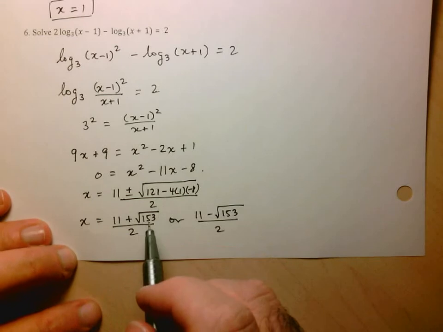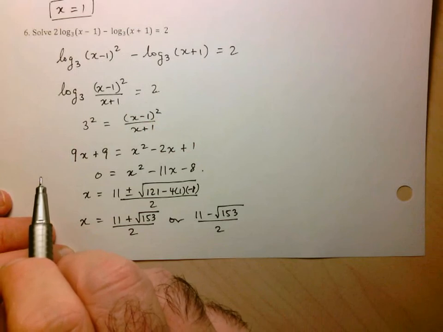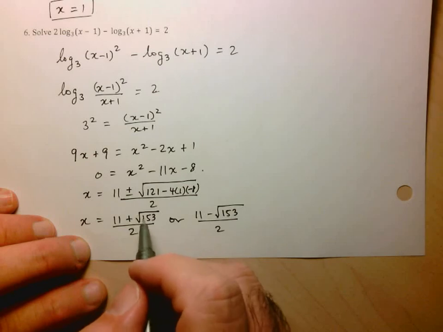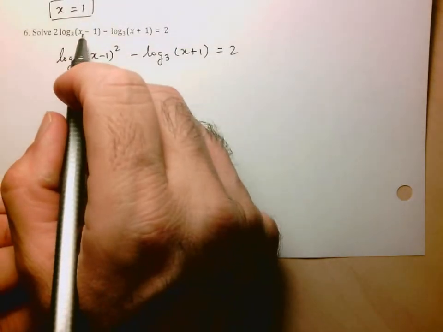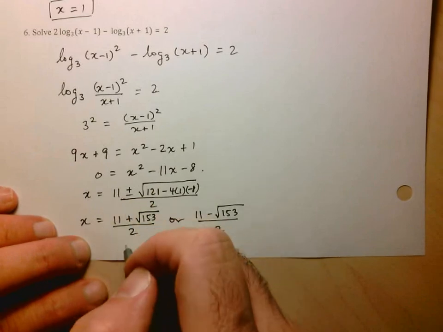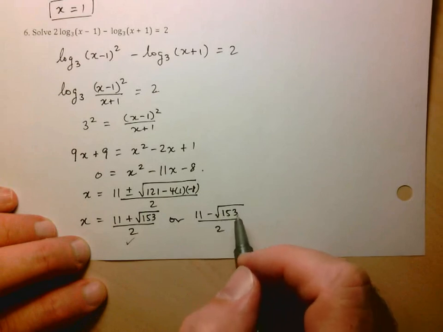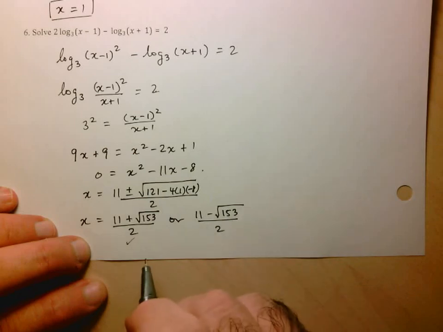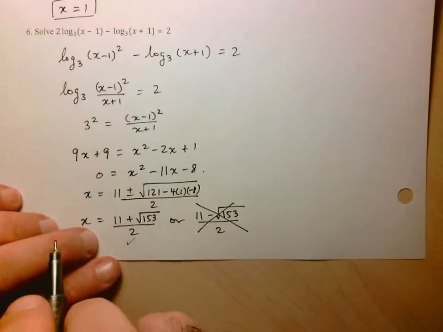Okay, so let's go back here. So we have these two answers, but they have to satisfy the original logarithmic equation. Okay, now this one seems okay because I have 11 plus some positive number over 2. This is definitely bigger than 1. So when I put it into this logarithm here, I'll get a positive number, no issue. This one's okay. This is the one that worries me because square root of 153, well, square root of 144 is 12, so this is definitely going to be a negative number. And a negative number minus 1 is still negative, so we have to eliminate this.